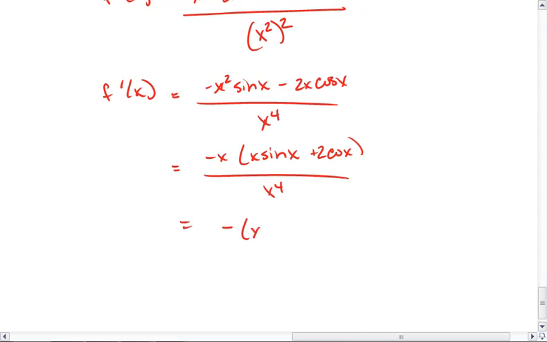Negative x sine x plus 2 cosine x all over x cubed.